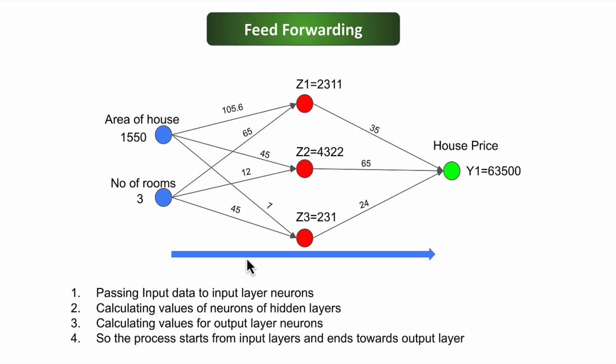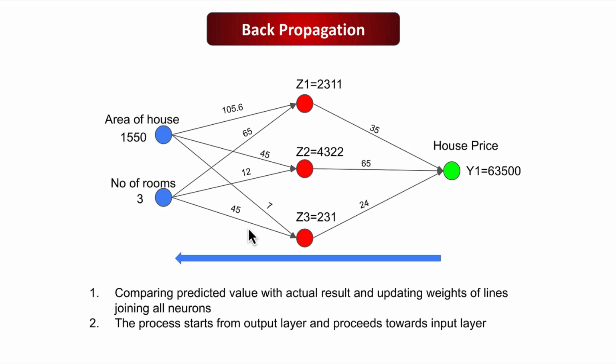And after feed forwarding, we have learned about backpropagation. So after calculating the values of neurons at the output layer, we are comparing this predicted value with the actual value. And then we are updating the weights of neural network, and this process of updating weights is called backpropagation. So the process starts from output layer and proceeds towards the input layer.